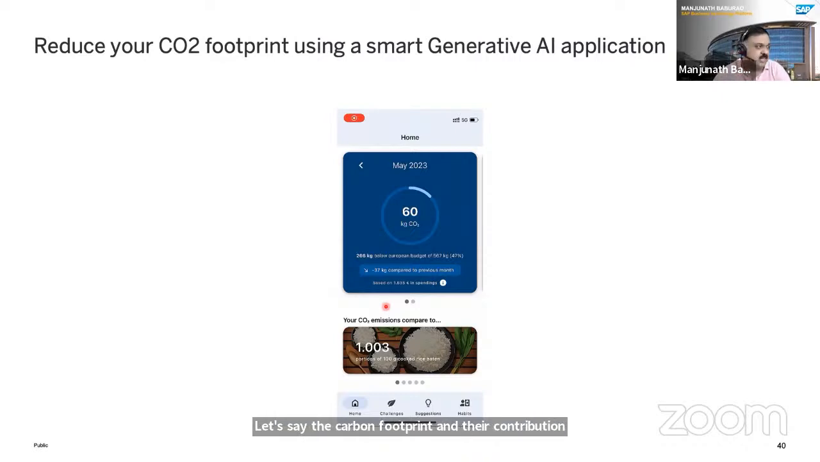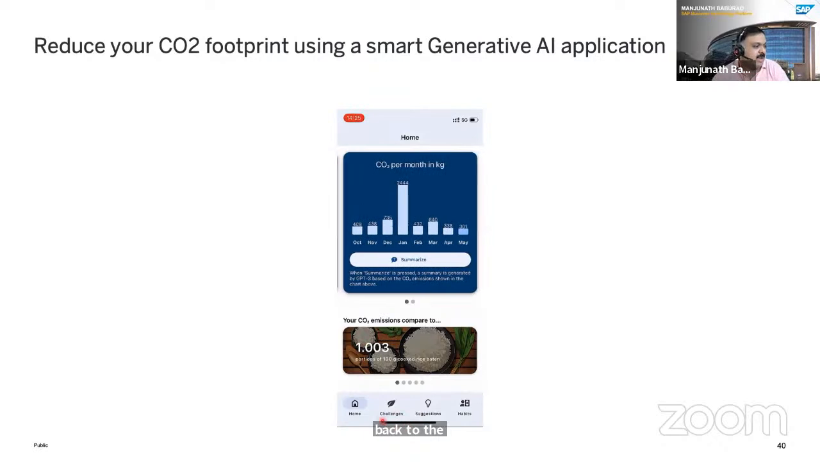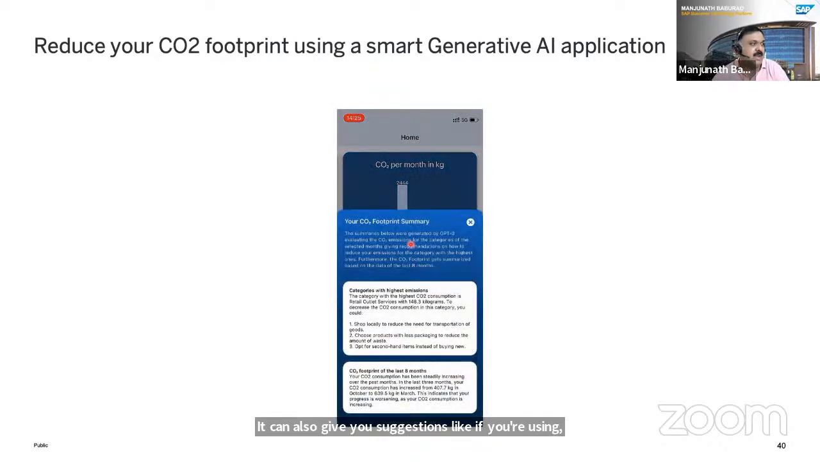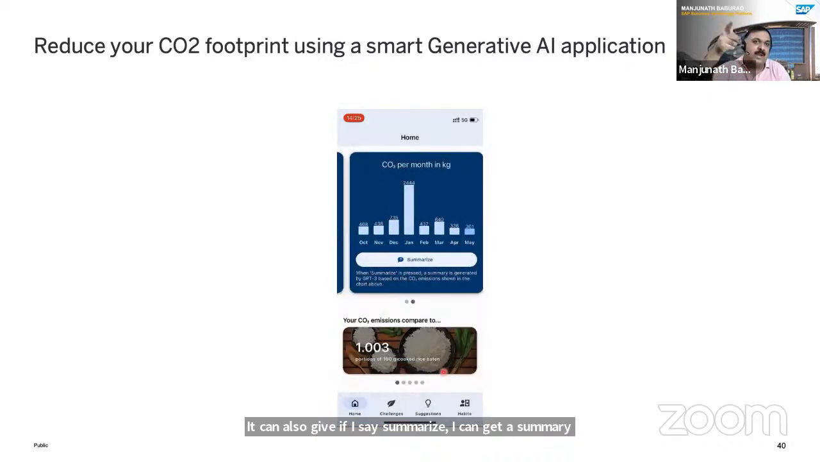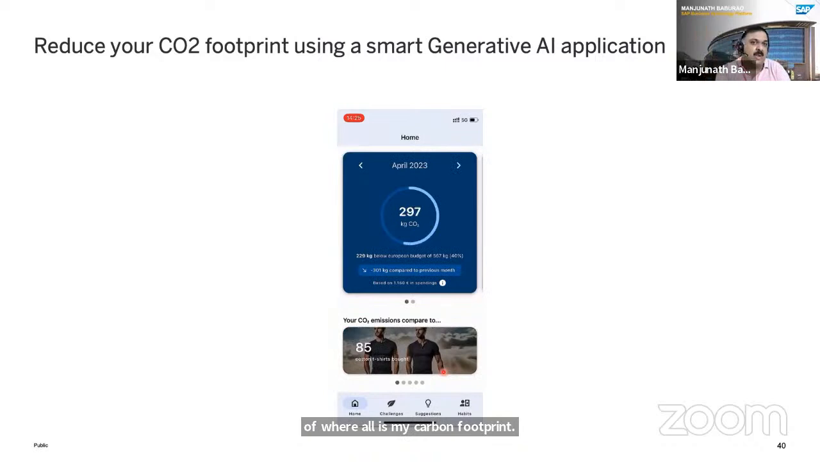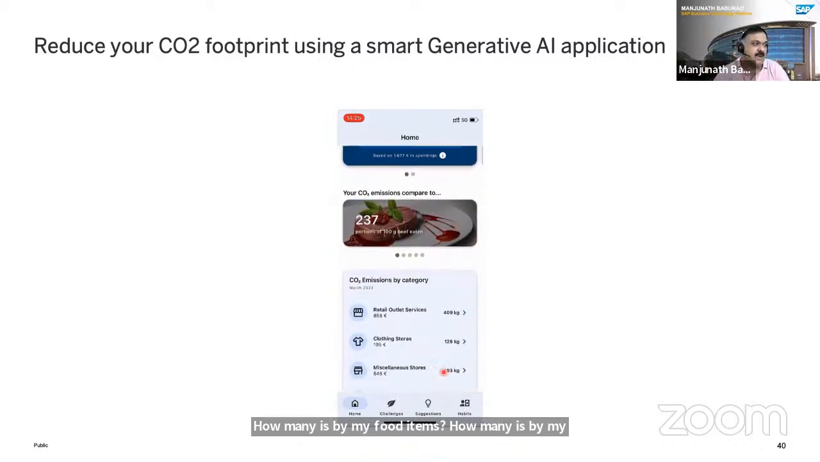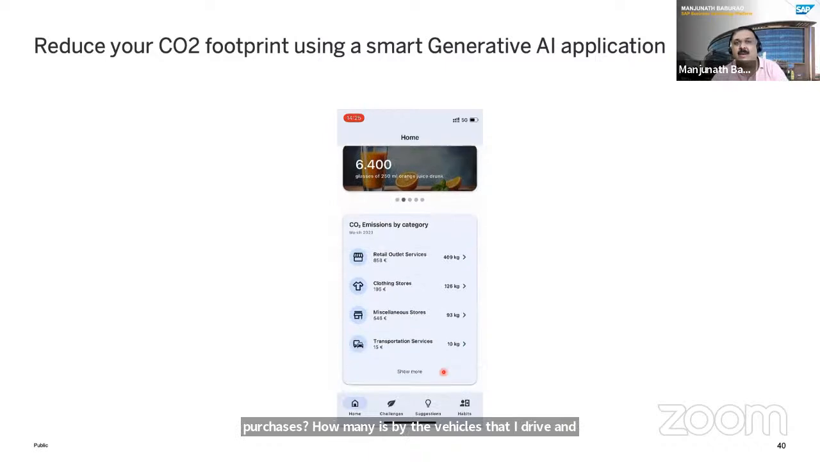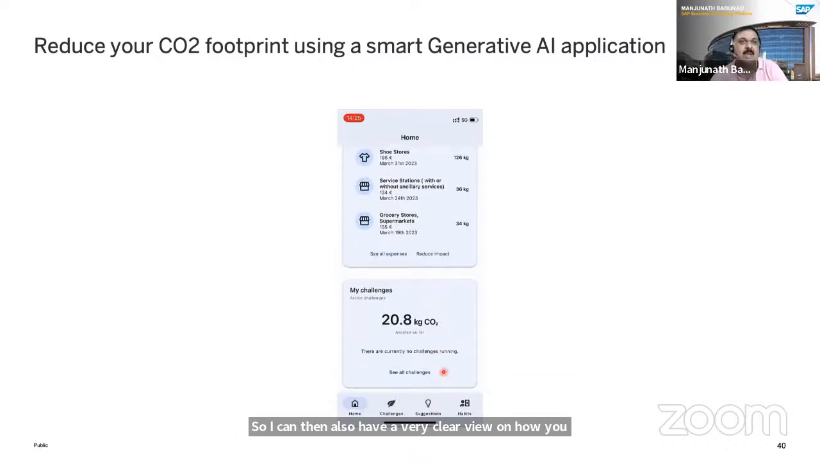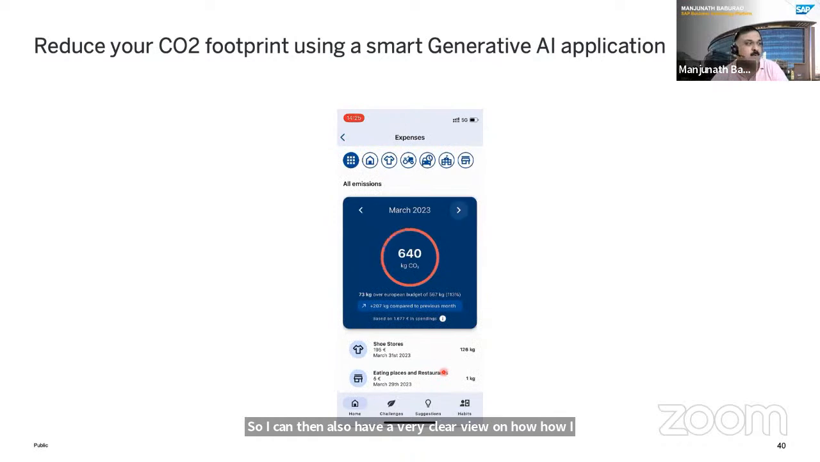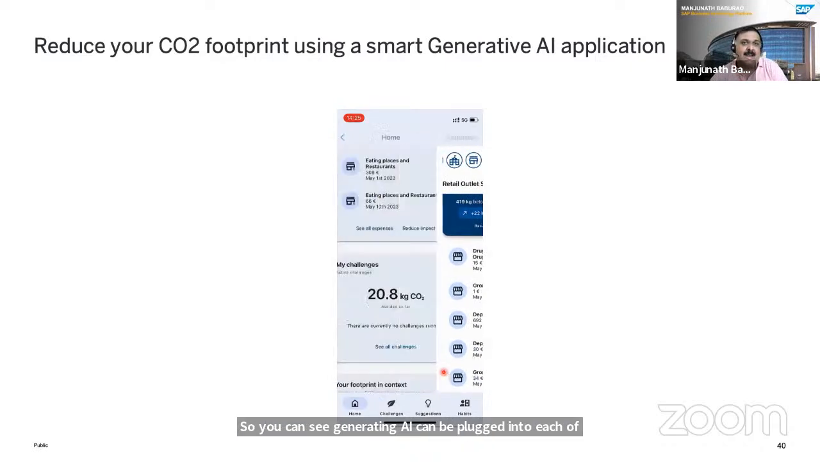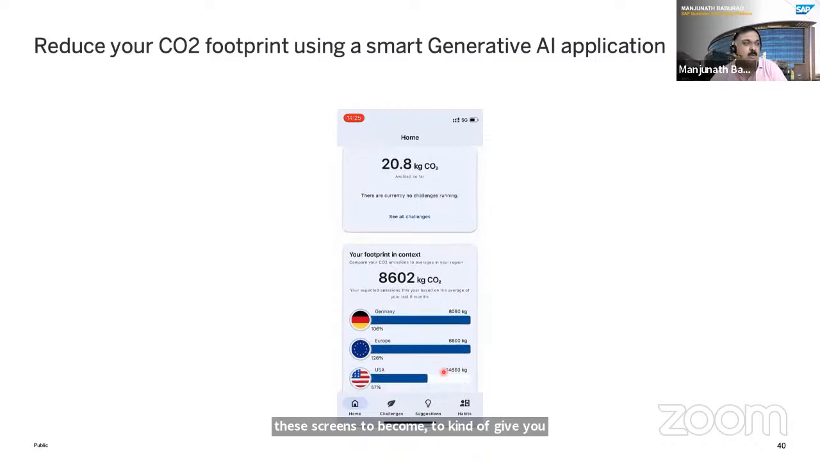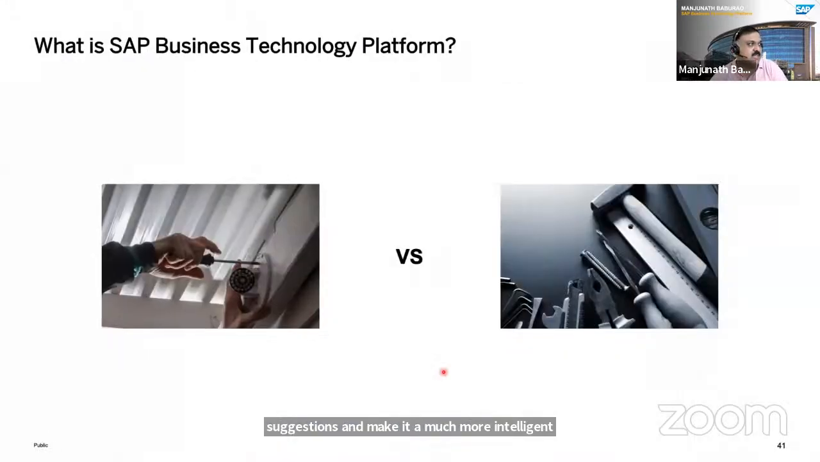It can also give you suggestions. If I say summarize, I can get a summary of where all my carbon footprint comes from: how much is by my food items, how much is by my purchases, how much is by the vehicles that I drive, and so on. So I can have a very clear view on how I can optimize and become better and reduce my carbon footprint. You can see generative AI can be plugged into each of these screens to give you suggestions and make it a much more intelligent solution out of the box. That is a very great use case as well.